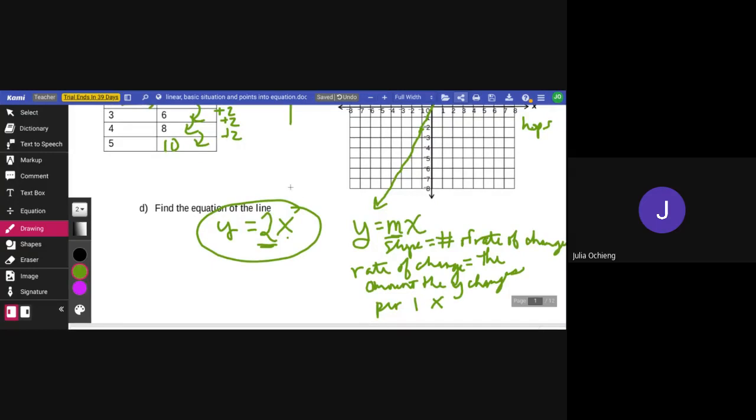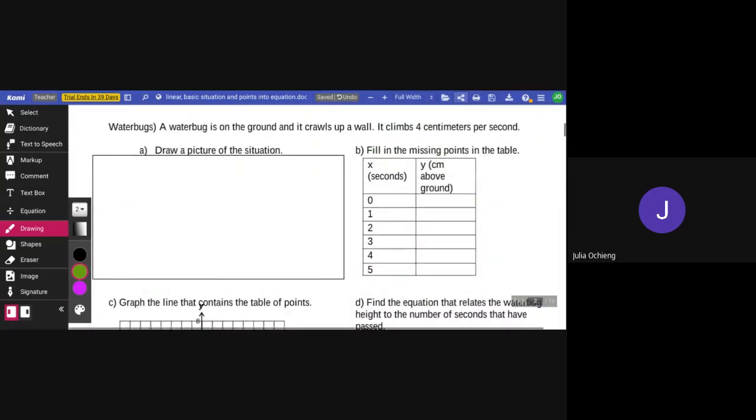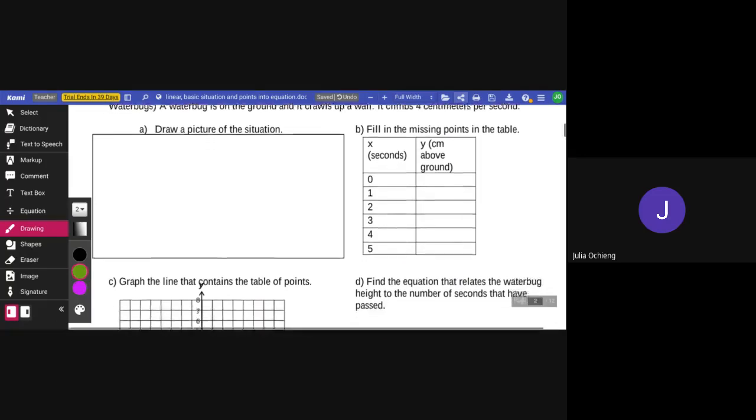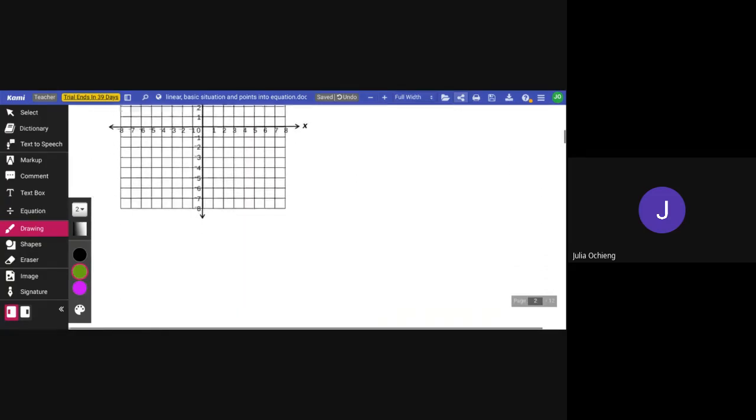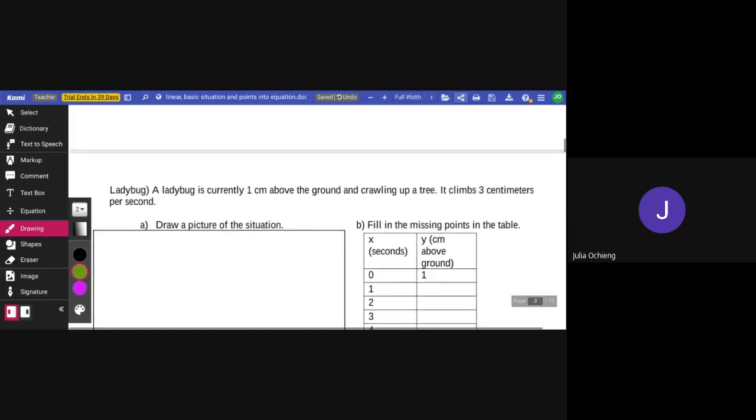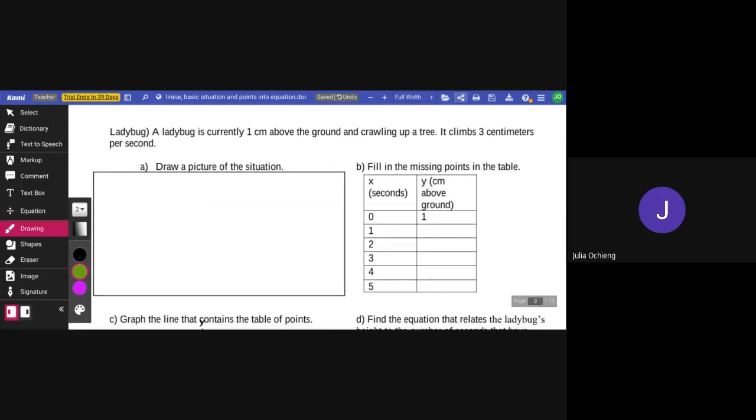Let's try another example. See if that one was not your favorite. Let's see if we can make it clearer with another example. So we're going to skip the water bug one because that's similar to Frida the frog, and we're going to try the ladybug one. Okay. All right. So ladybug situation. A ladybug is currently 1 centimeter above the ground and crawling up a tree. It climbs 3 centimeters per second. A, draw a picture of the situation.